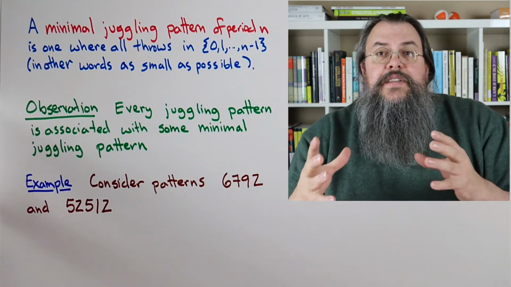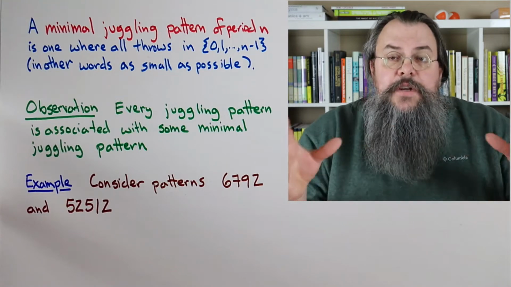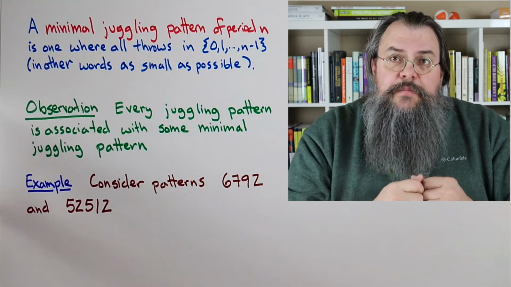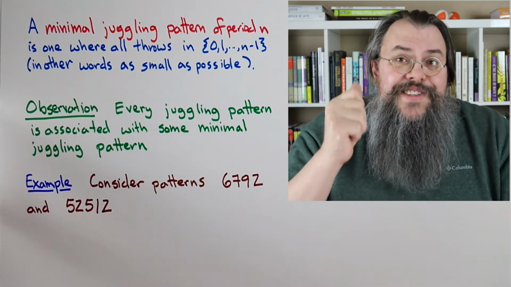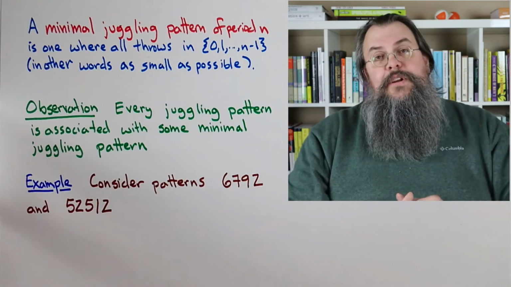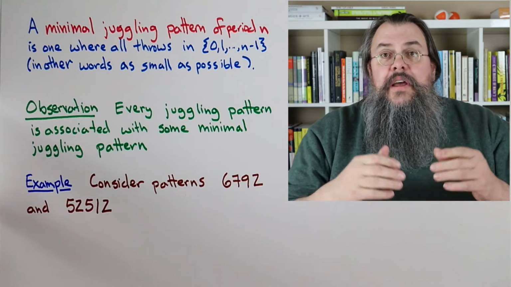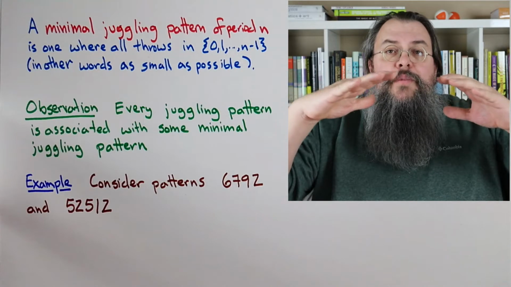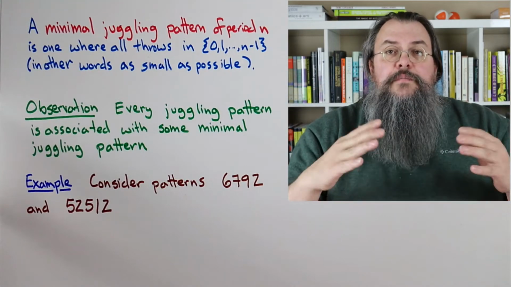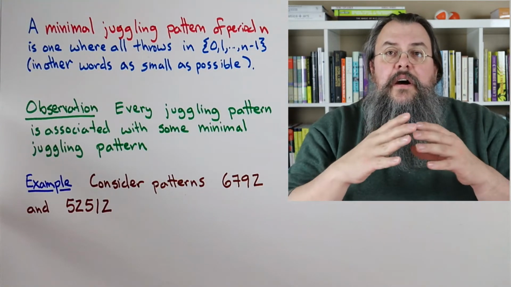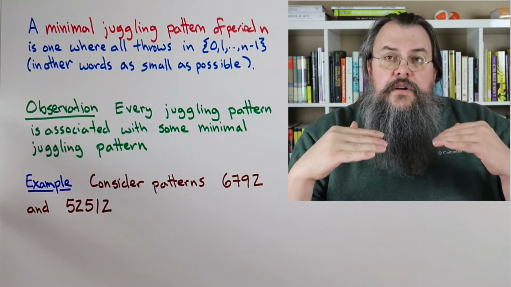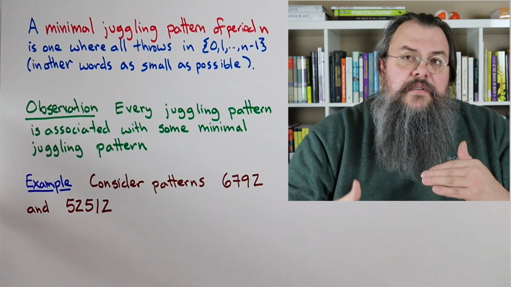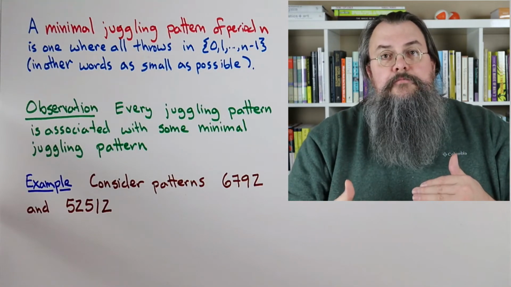Now, one nice thing we can say is every juggling pattern is associated with some minimal juggling pattern. In fact, it's associated with exactly one of those minimal juggling patterns. And how do we do it? Well, we say, look, we keep going down. We look at our period and ask, are any of our throws too large, at that period or above? If they are, we keep subtracting off until we get low enough down.